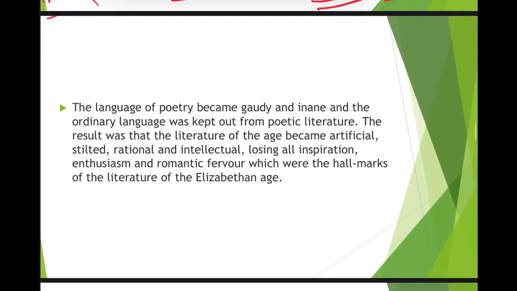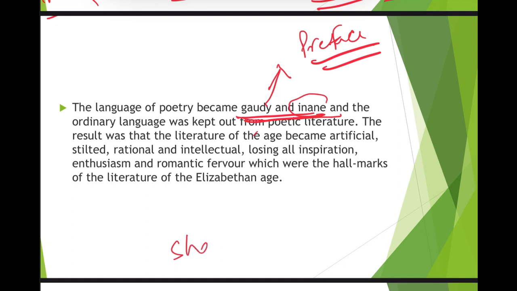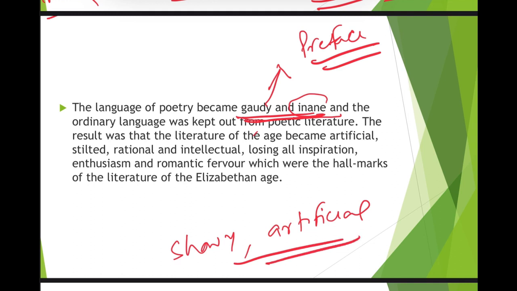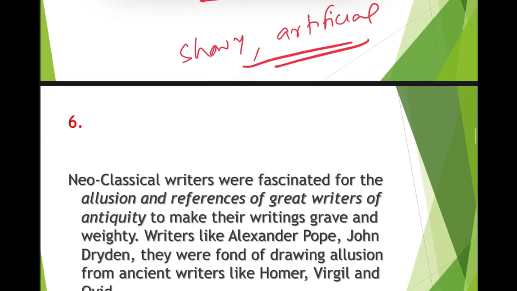Now, the language of the 18th century which I have just talked about was gaudy and inane. Wordsworth uses these words in his preface, and that is why I have taken this phrase. Gaudy means showy or artificial. So the language of the 18th century was gaudy and inane, and it was far away from ordinary language. Because they used this language, the literature became artificial, stilted, rational and intellectual, losing all inspiration, enthusiasm and romantic fervor. This inspiration, enthusiasm and romantic fervor was found in the Elizabethan age, and later on you will find it in romantic poetry. It was not found in the neoclassical age.